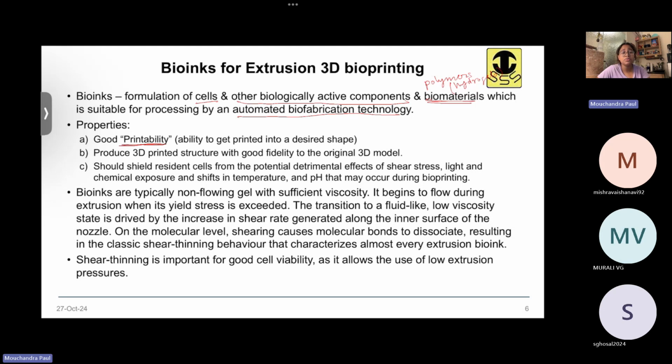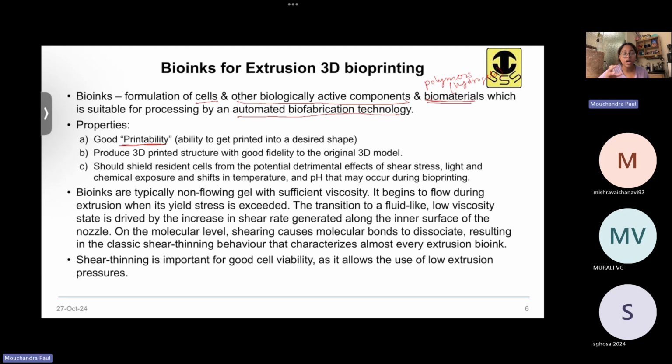So when you first start working in this area, you will see that in your initial trials, the formulation that you're making may not be printable. Means whatever desired shape that you have in mind, that shape will not be retained. We commonly face those problems a lot. So it will start spreading on the substrate, right? Or it will be too viscous to be extruded out.